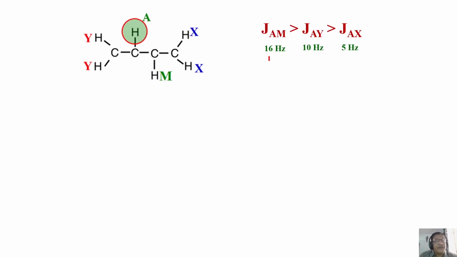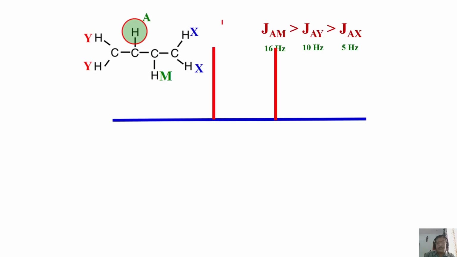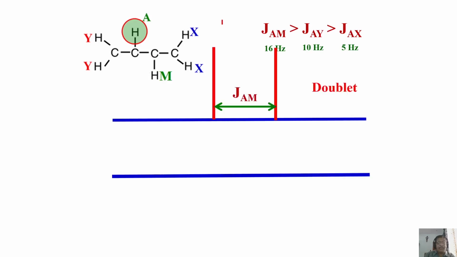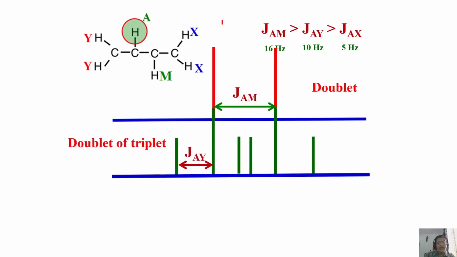Without doing this, it's very tough for you. That's why. So now I'm taking this molecule, proton A, coupled to the CH2. Now AM is larger, so this one is a doublet. Then comes AY. Each lane of the doublet is a triplet. Then comes AX. Each lane of the triplet will become another triplet. See, this is a doublet, and each lane of the doublet is a triplet.